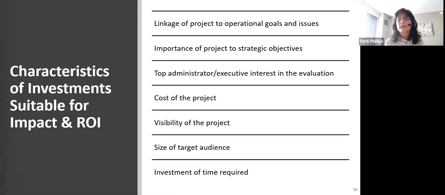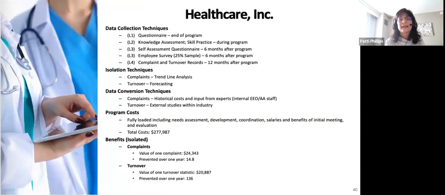Now, to your point about some programs go to impact, some go to ROI. Not everything is going to be evaluated to either. So impact and ROI analysis is really for those big, expensive initiatives. They're strategic, they're directly related to the goals of the community or the organization. Senior executives are interested in seeing impact and ROI. Again, they're expensive, big audience that you're targeting. So these are just some things to think about when you think about which programs we want to evaluate to impact and ROI.